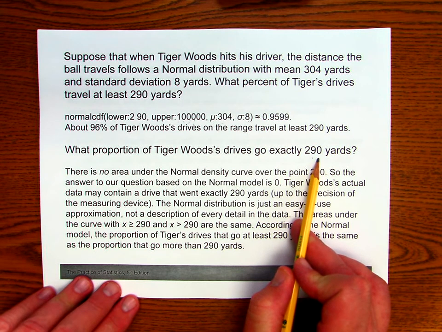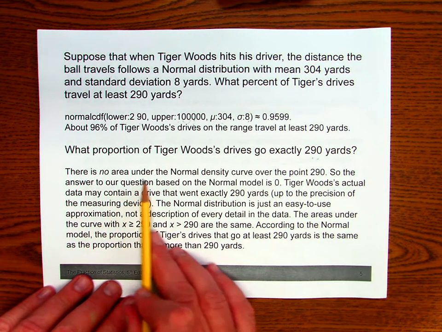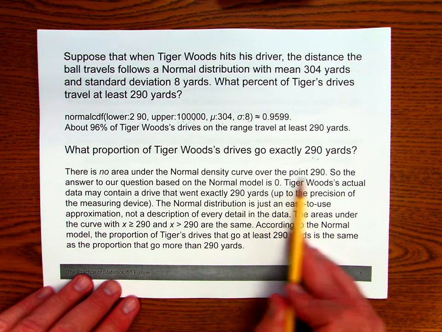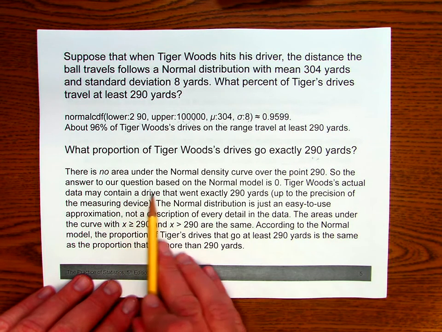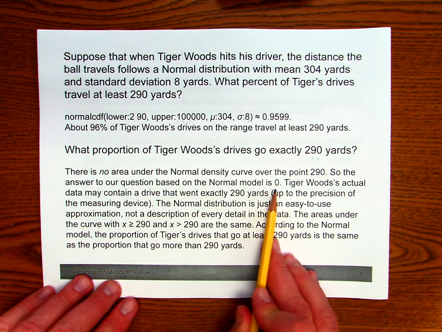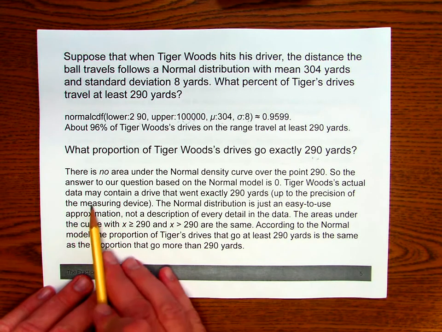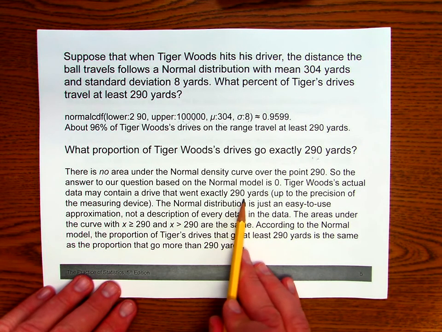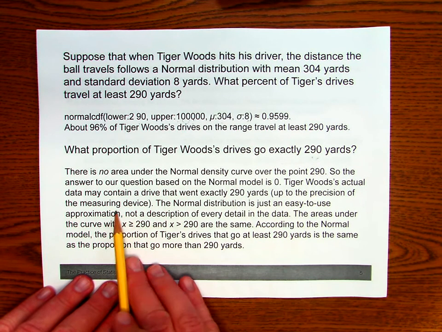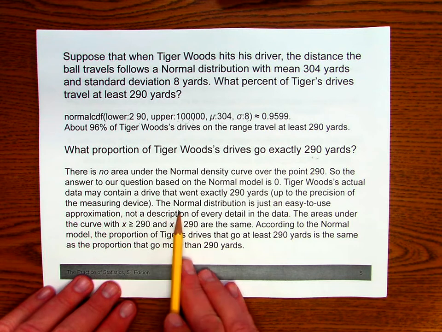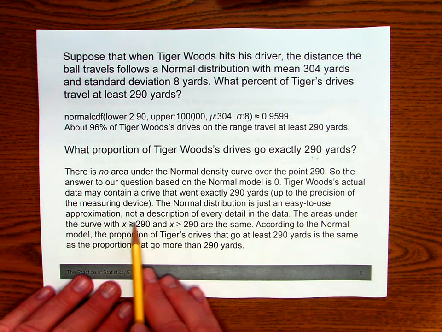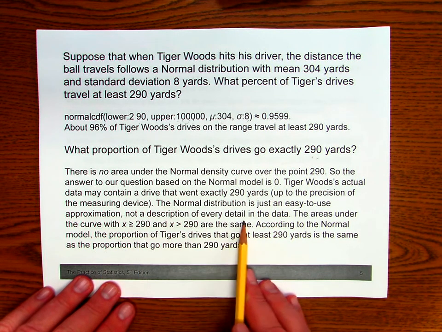There is no area under the normal density curve over the point 290, so the answer to our question based on a normal model is 0. Tiger Woods' actual data may contain a drive that went exactly 290, up to the precision of the measuring device. The normal distribution is just an easy-to-use approximation, not a description of every detail of the data.